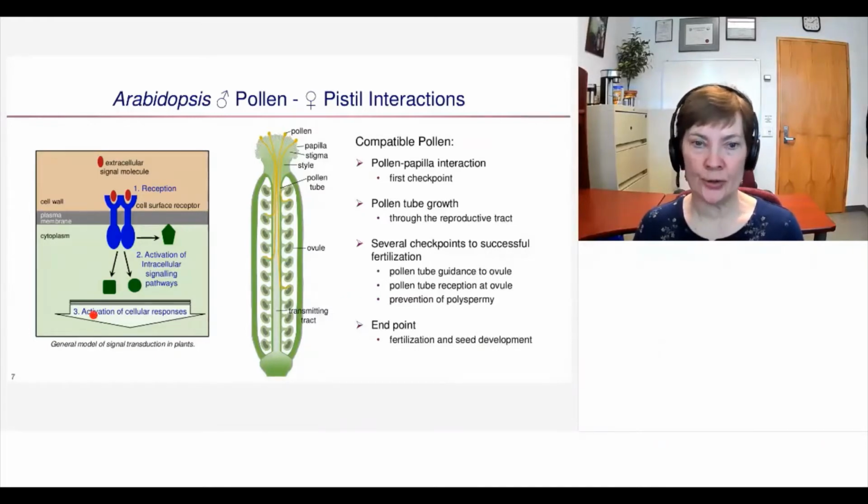Okay, so we actually know a lot about the players involved in the system, and this is just a generic cartoon of this. We know that a number of peptide ligands are involved, and they're perceived by cell surface receptors, in this case receptor kinases. These receptor kinases then activate intracellular signaling pathways and cellular responses that enable successful pollen-pistil interactions. I'm not going to talk about all the different players we know about. I'm just going to focus on the very beginning step, which is the extracellular signals and the receptor kinases, and I'll review what is known about these players in pollen-pistil interactions so I can provide some context for the discovery that we made.